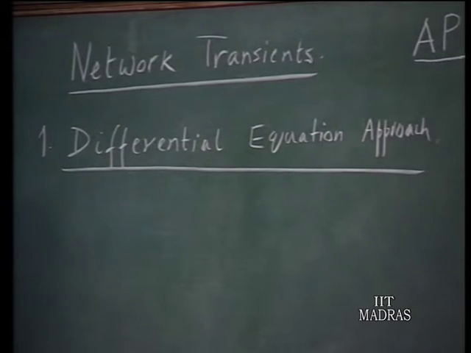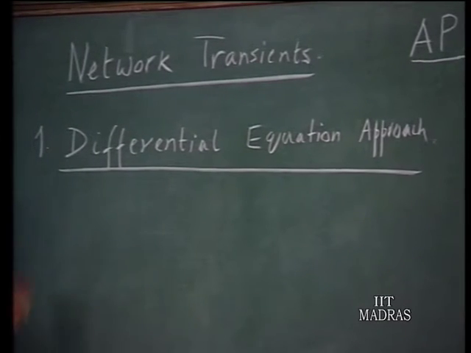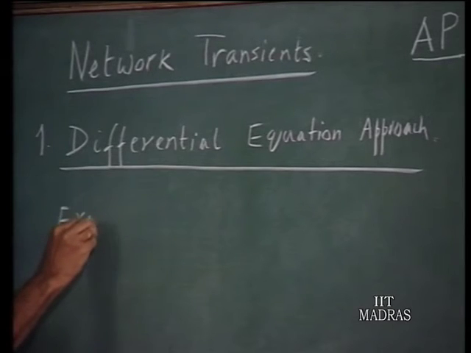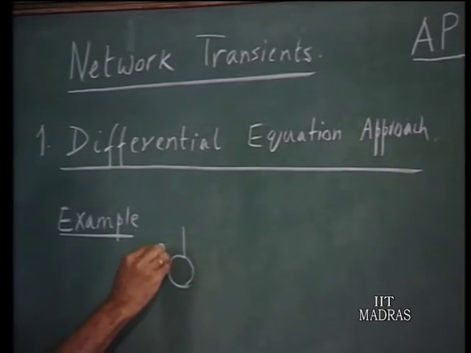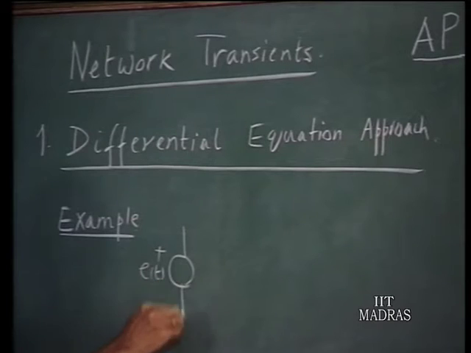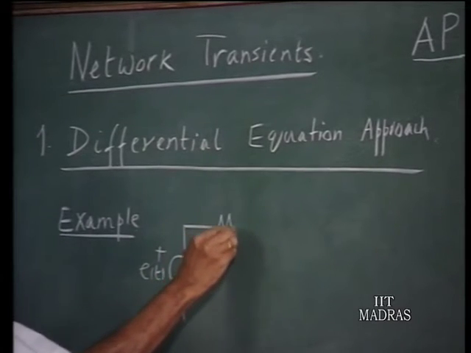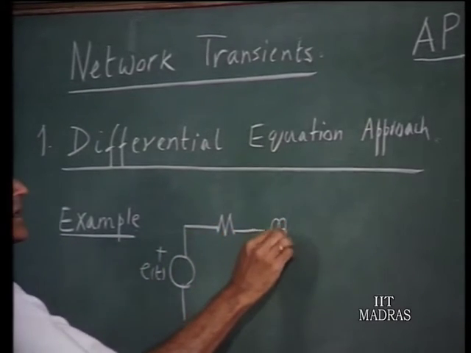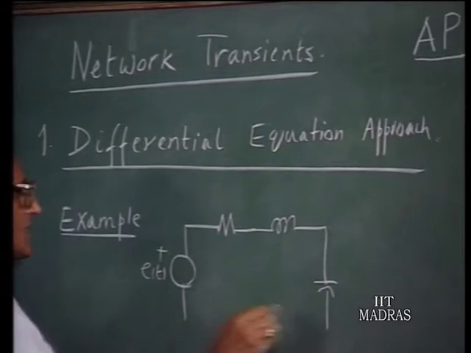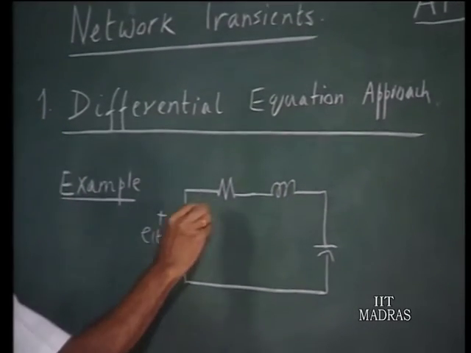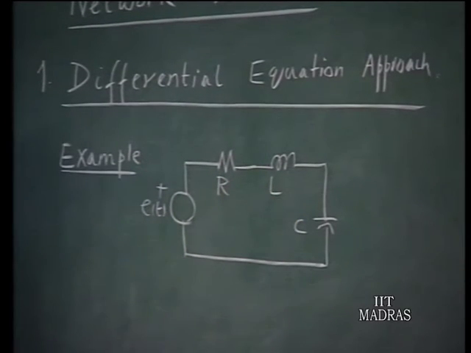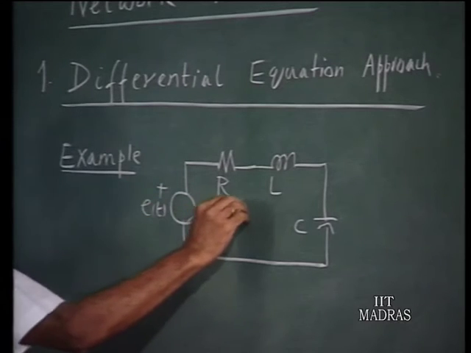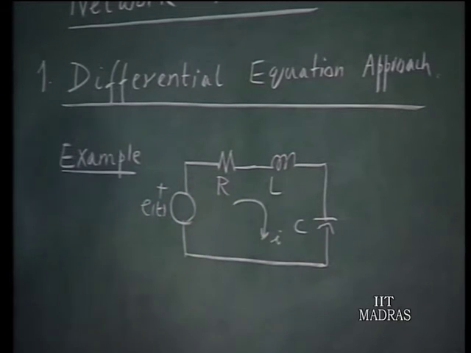The best way to do this is to go through an example. Let us consider a circuit in which there is a voltage excitation, a resistance, an inductance and a capacitance, a series circuit comprising R, L and C. Now we are interested in finding out the current in the circuit, I.